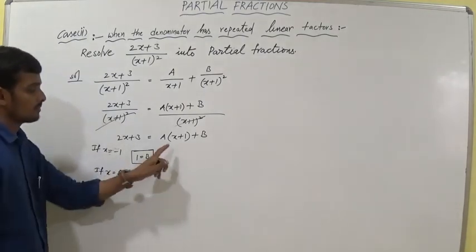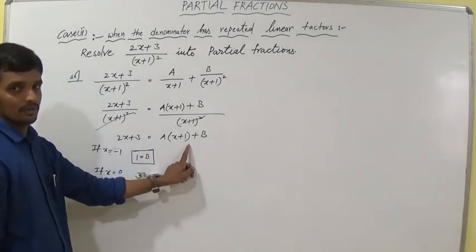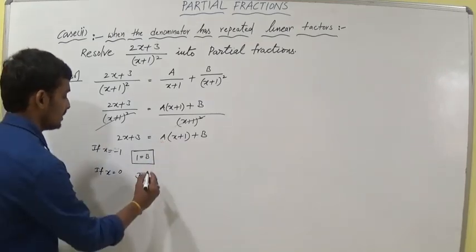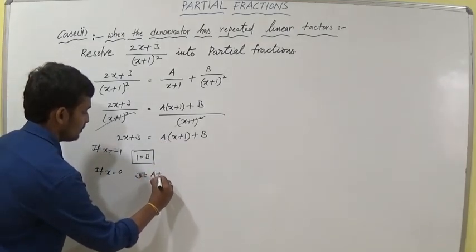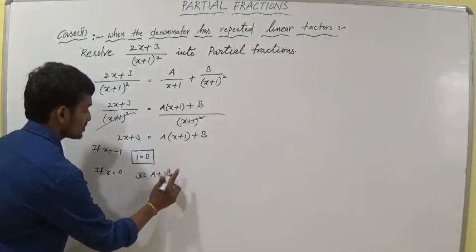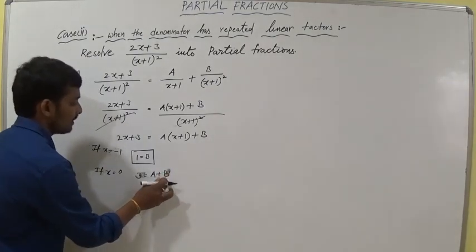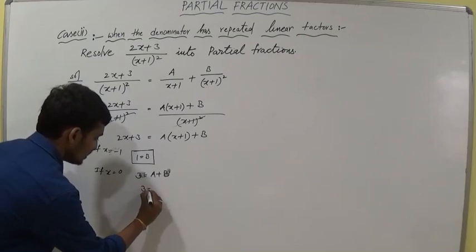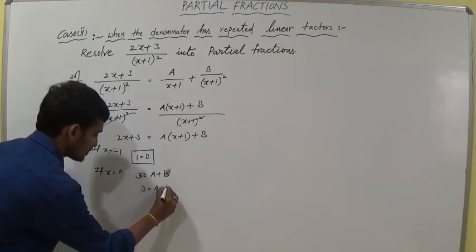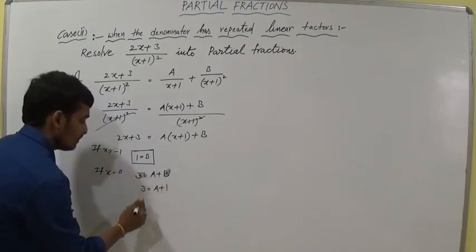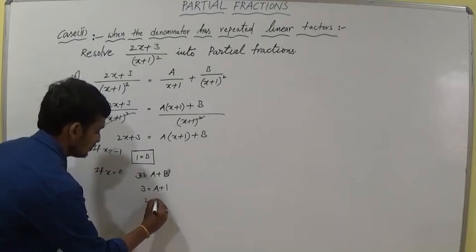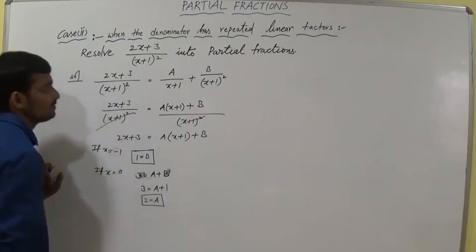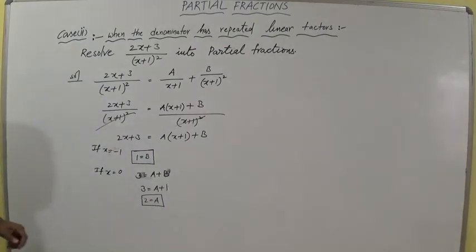Is equal. Substitute here 0. 0 plus 1 is 1, 1 into a is a plus b. Already we solved the value of b. The value of b is 1. Substitute here. That means 3 is equal to a plus 1. 1 comes to here, minus: 3 minus 1 is equal to 2 is equal to a. So 2 is equal to a.